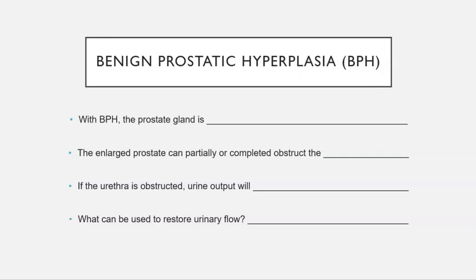Benign prostatic hyperplasia, or BPH. With BPH, the prostate gland is enlarged. The enlarged prostate can partially or completely obstruct the urethra. If the urethra is obstructed, urine output will decrease because urinary flow cannot exit the body as well. So what can we use to restore urinary flow? A catheter.